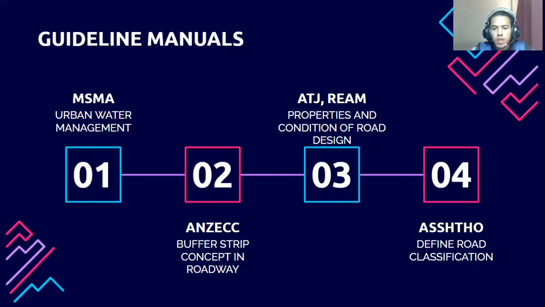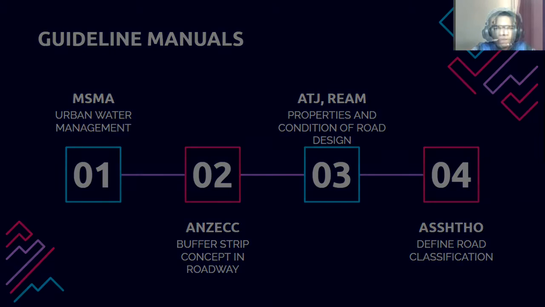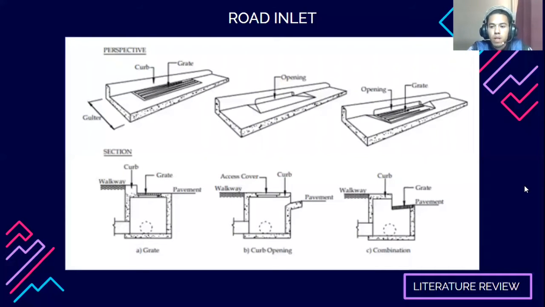They emphasize the properties and conditions of road design. And number 4 is AASHTO, the American Association of State Highway and Transportation Officials, on defining road classification. Okay, all in all, the three commonly used road inlet facilities are the grate inlet, the curb opening inlet, and the combination of grate and curb opening inlet.